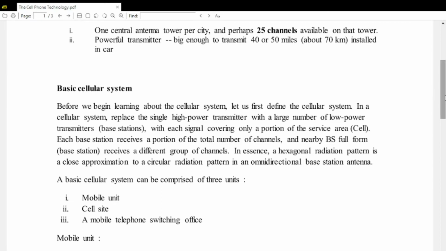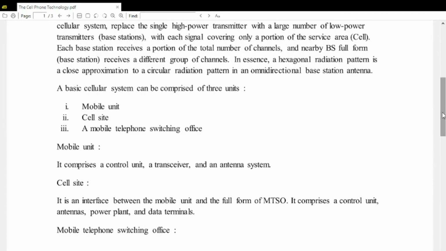Now, just to break it down to you, what each component was able to do, or what was the purpose of having all these components. The first item that we mentioned was the mobile unit. Then we also had what we call the cell site. Then we also had the mobile telephone switching office.